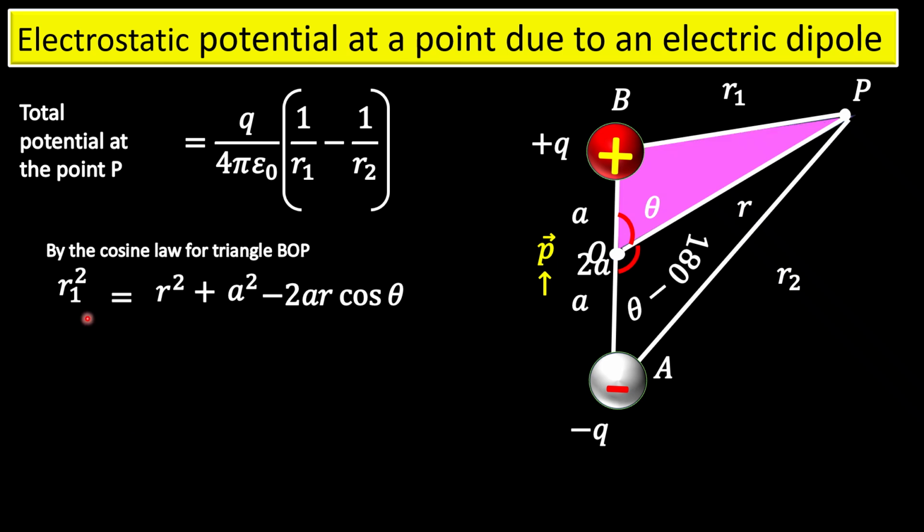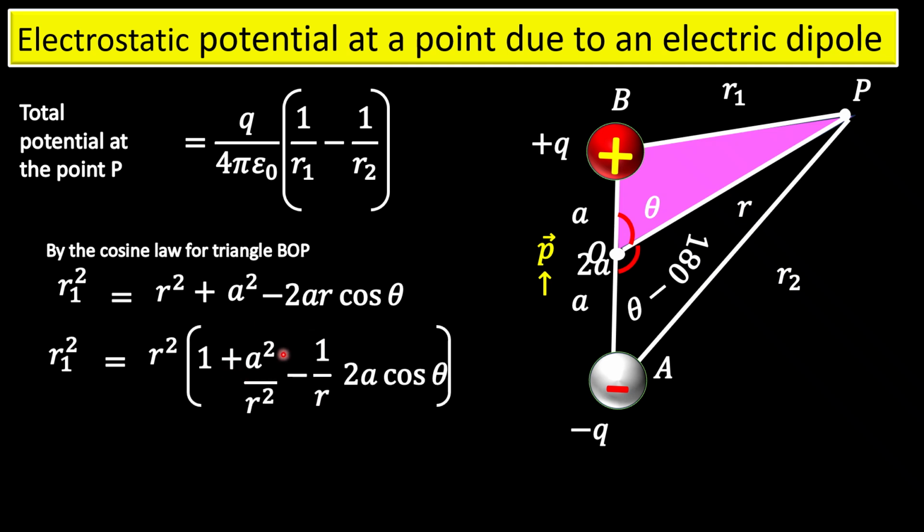Next, we have to take r square as a common term. For math students, it is very easy. For bio students, just follow my suggestion. Multiplying and dividing this term and this term by r square, we get r square, a square by r square, and here 2ar into r square by r square. Cancelling this r in the numerator and denominator, we get 1 by r, the 1 by r into r square. So taking r square as a common term, we get r square into 1 plus a square by r square minus 1 by r into 2a cos theta.